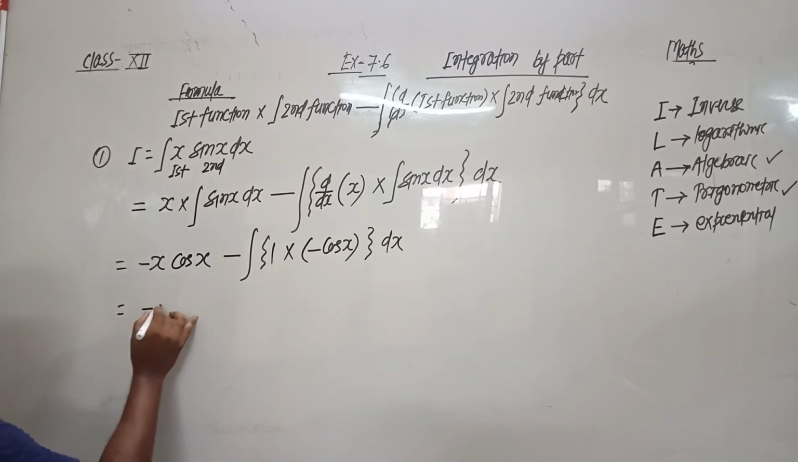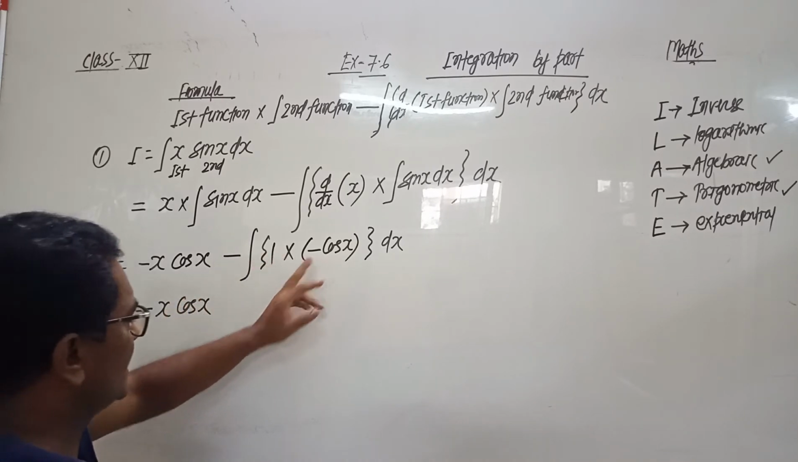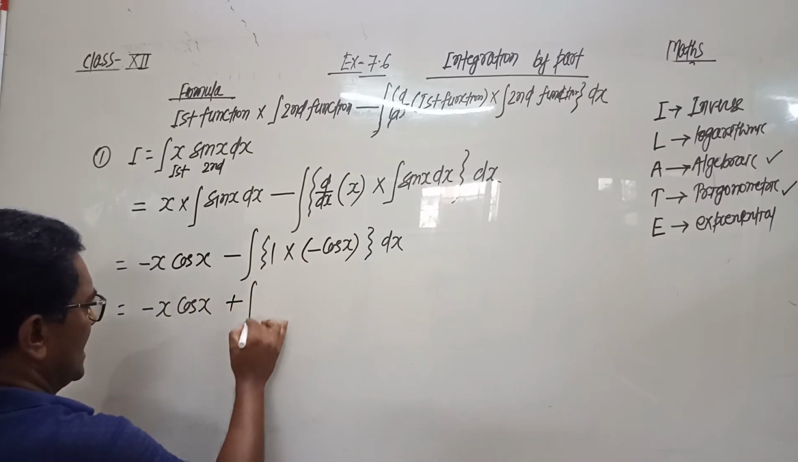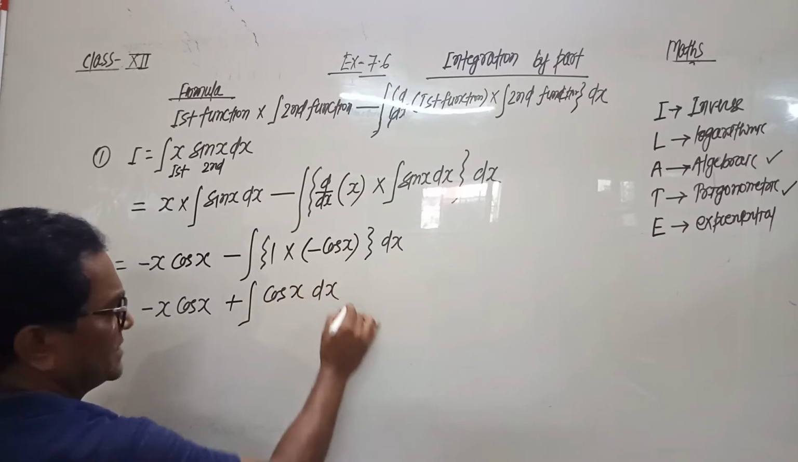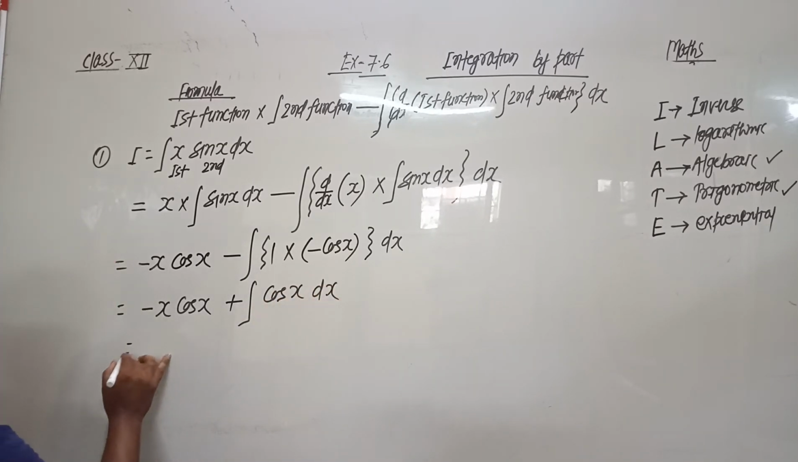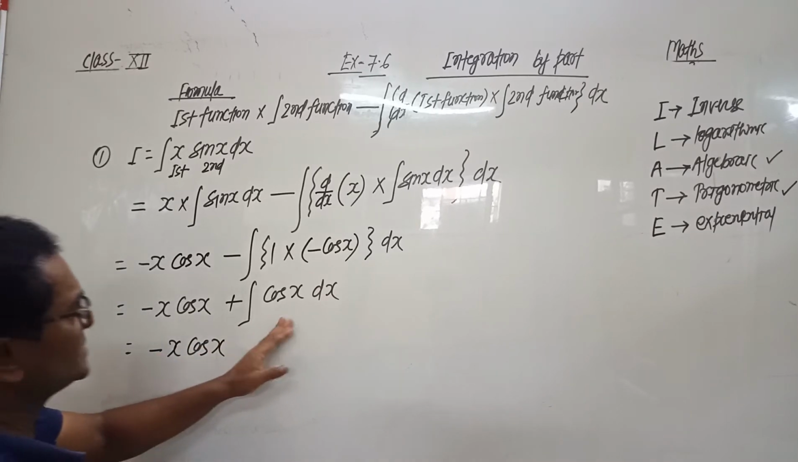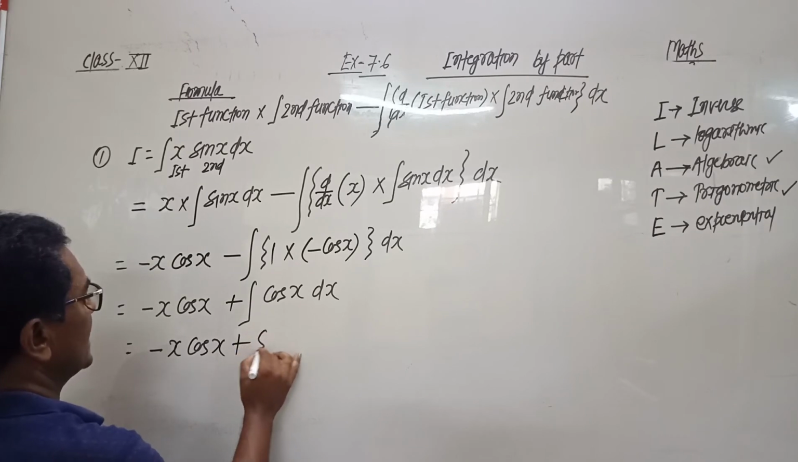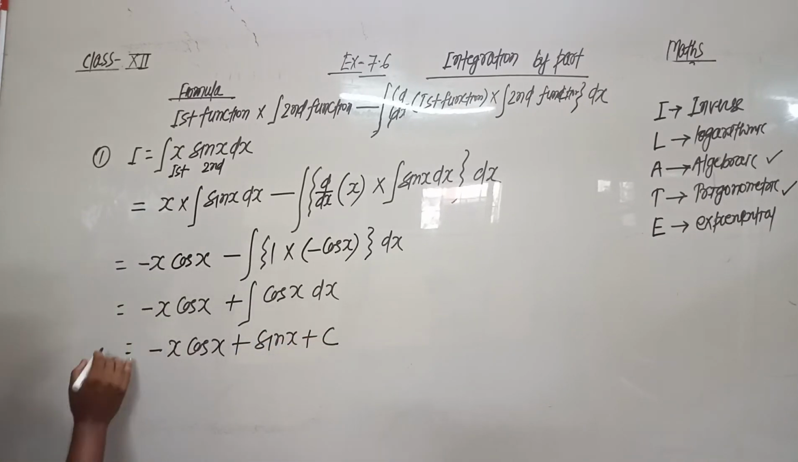So it gives minus x cos x and minus minus becomes plus, and integration of cos x into 1, cos x dx. Then minus x cos x, and integration of cos x is sin x, and plus c. So this is the result. Integration I equals minus x cos x plus sin x, and then plus c.